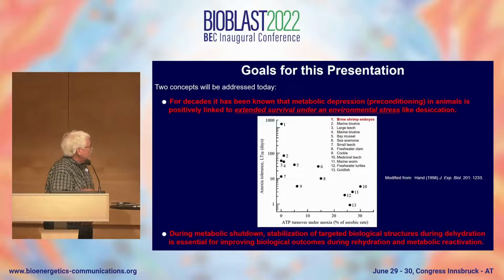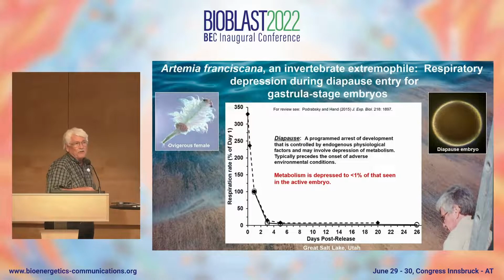And secondly, under this metabolic shutdown, in the case of desiccation, stabilization of targeted biological structures during dehydration is also essential for improving biological outcomes upon rehydration and reactivation. This is really the star of the story for most of the talk, which is the crustacean, the brine shrimp Artemia, more specifically the gastrula stage embryos. This slide shows another type of metabolic depression called diapause, where upon release from the adult, these embryos over a period of a few days reduce metabolic respiration rate to less than 1% of the active value for the active embryo.